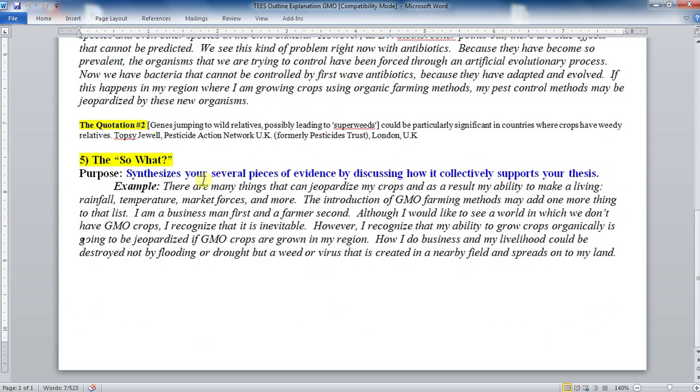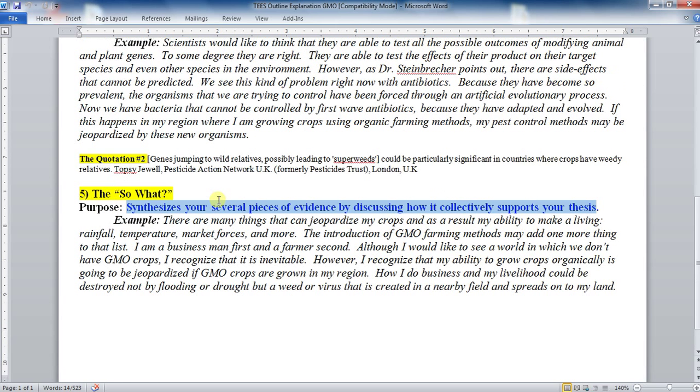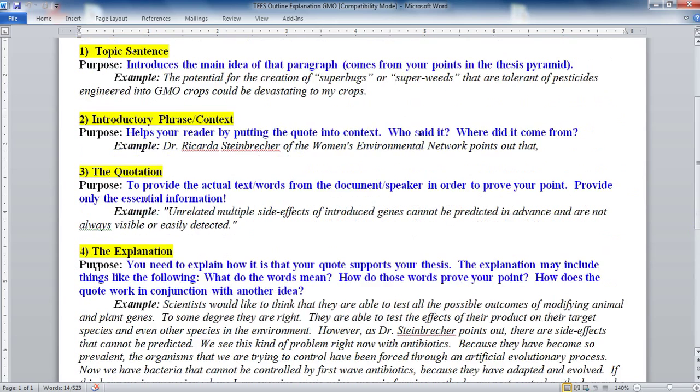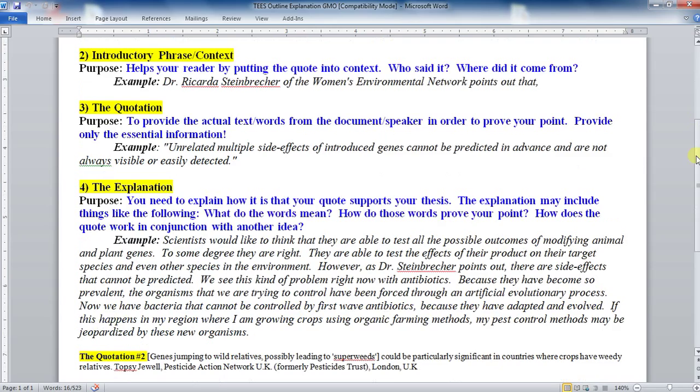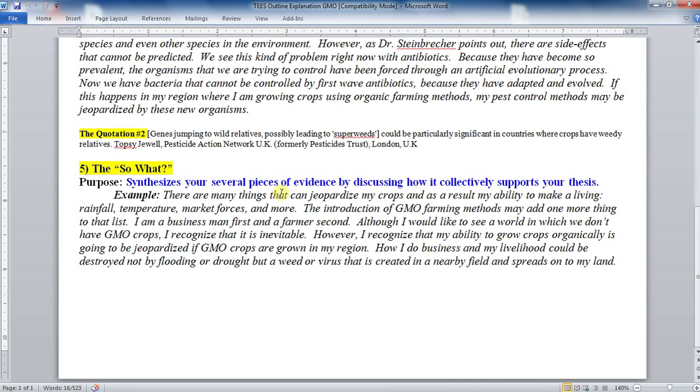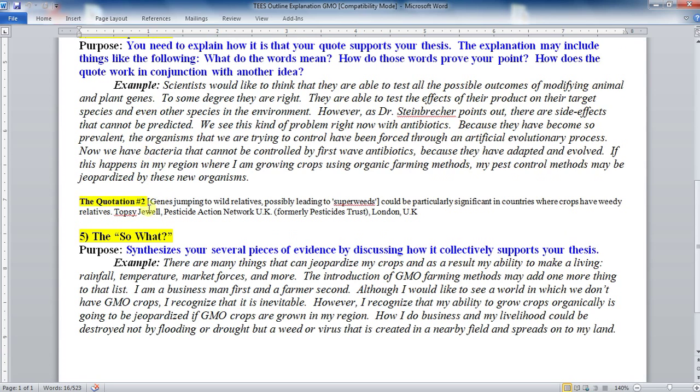The last piece of this is the so what. The so what is where you synthesize your several pieces of evidence by discussing how they together support your thesis. This is where you explain how your 2 or 3 or 4 pieces of evidence together support your main idea. Okay? So that is essentially how this works. So the so what for this one is synthesizing the quote I just explained and my other quote, which would be this one right here.